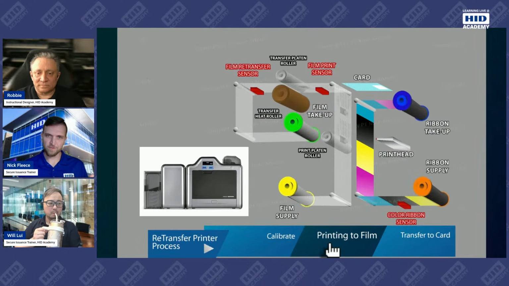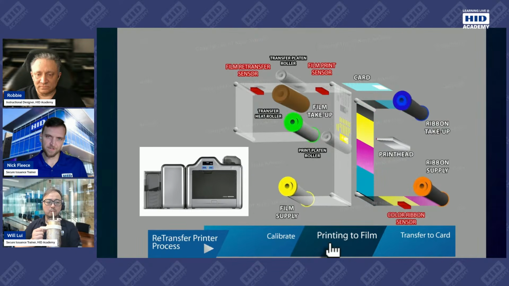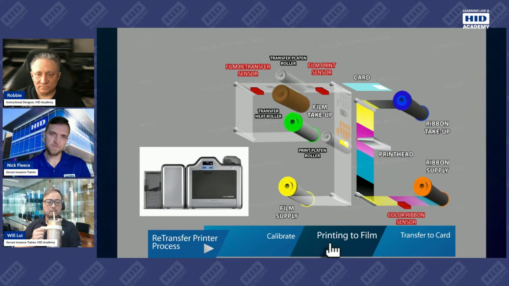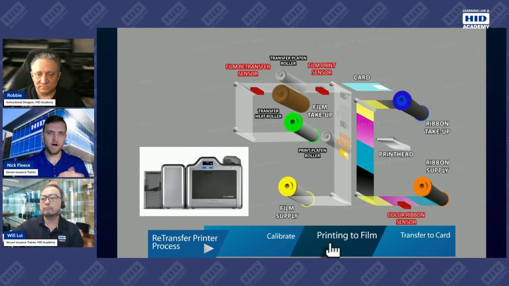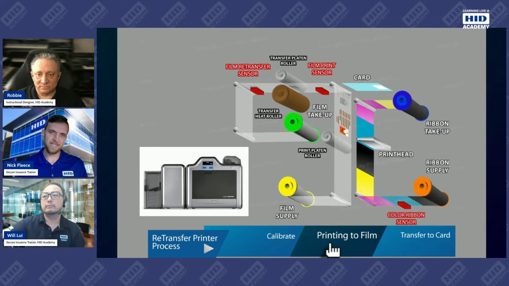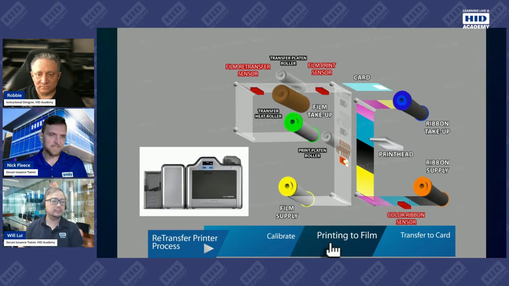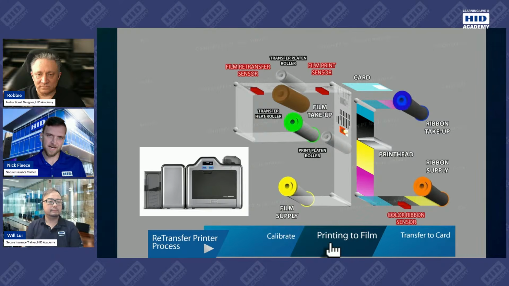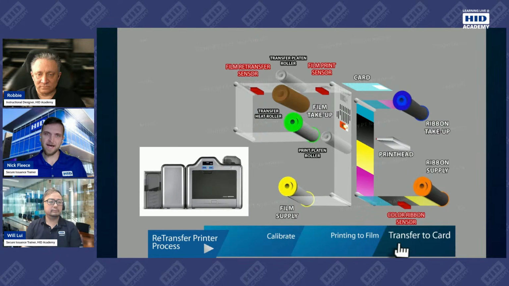For HDP printers, I believe we have a little graphic we can show here, and this is going to take you through essentially the two-step process of printing a card with the retransfer printer. In this first step, you can see the printhead is actually printing from the ribbon onto the film, and it's printing each panel in the same location to make the desired design. And then the next thing that's going to happen is that the film panel is going to move up to the transfer roller, and then using heat and pressure, that film is going to be transferred or adhered onto the card.